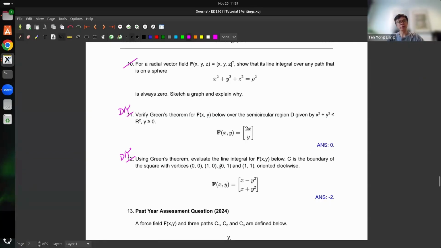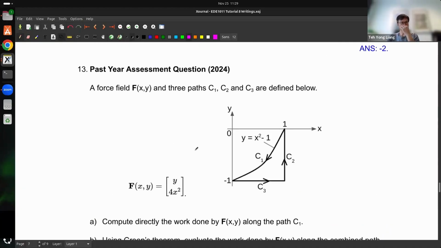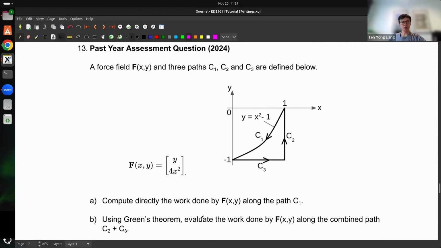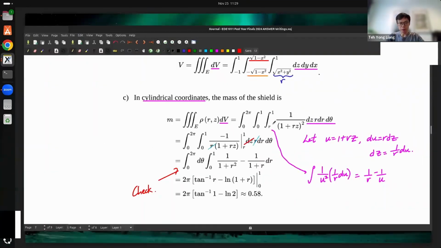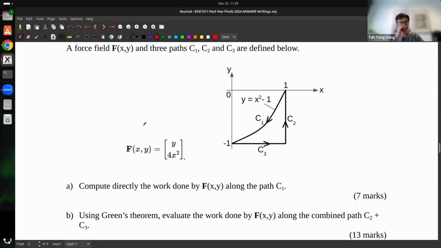Question 13 will be your past year 2024 paper question. Part A: compute directly the work done by F of x, y along path C1. Anyway, the answers are uploaded already, so maybe I use my answer here, lesser things to write. This one is 20 marks. So for A, we are supposed to compute directly the work done along C1.